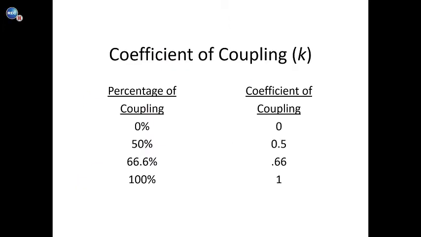Coefficient of coupling is a percentage. Often we need to express that as a decimal rather than a percentage for calculations.